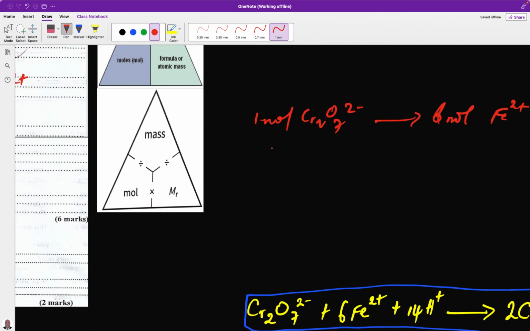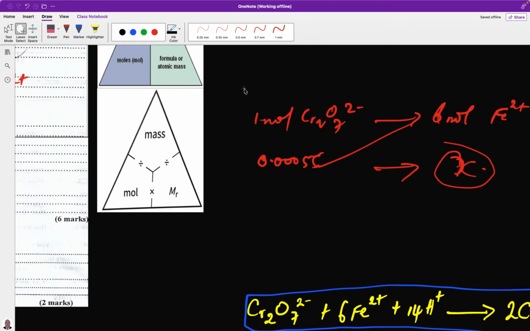Are you understanding what I'm saying? If 1 mole of the dichromate reacted with 6 moles of iron 2, now we have the moles of dichromate. Then 0.00055 moles of the dichromate will react with what? We don't know. So it's just a matter of multiplying. The value of x, you have it by multiplying by 6. If you cannot understand what I explained earlier, you can just do simple proportion. If 1 mole of dichromate reacted with 6 moles of iron 2, then the calculated moles of dichromate will react with how many moles? Make the simple proportion and you get it. Thank you.